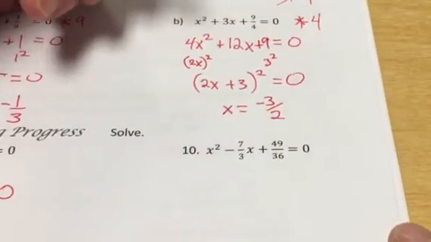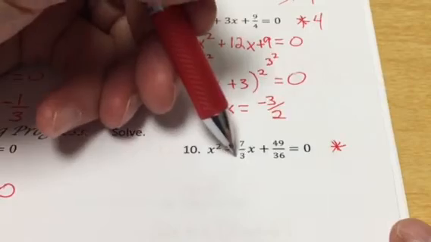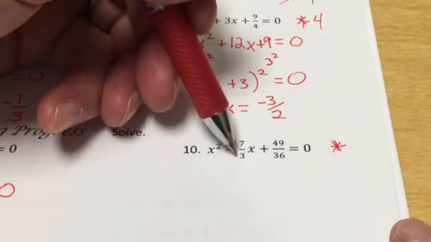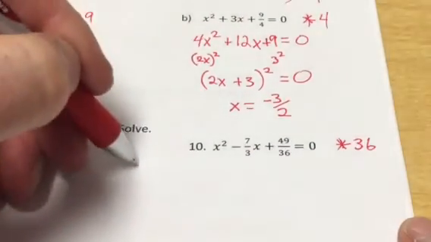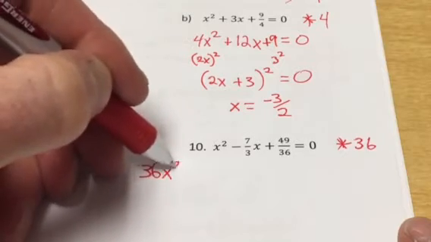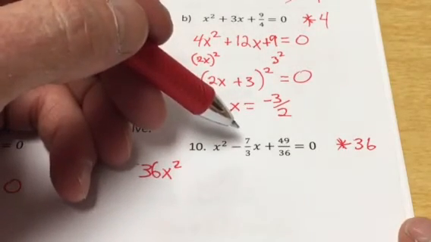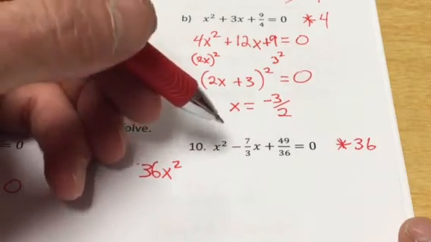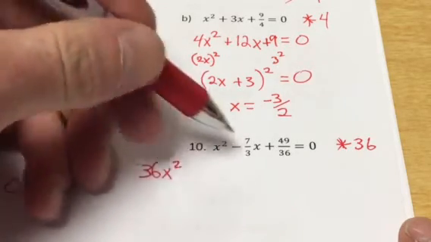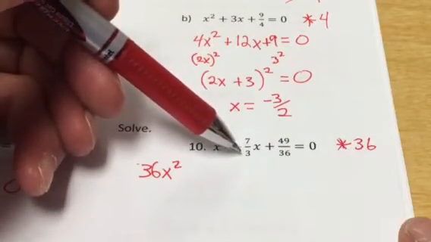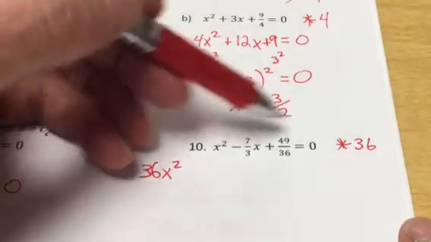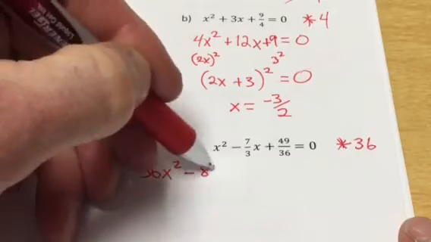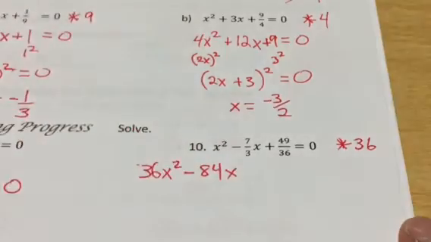common denominator we should multiply by. That would be 36, because multiplying 3 times 12 is 36, so that's the common denominator. So multiplying by 36, we're going to get 36x squared. 7/3 times 36, I'm going to tell you what I'm thinking about. 3 divides into 36 12 times, so I'm going to do 7 times 12, which I actually know my times table, so that's 84, and it's minus 84x.